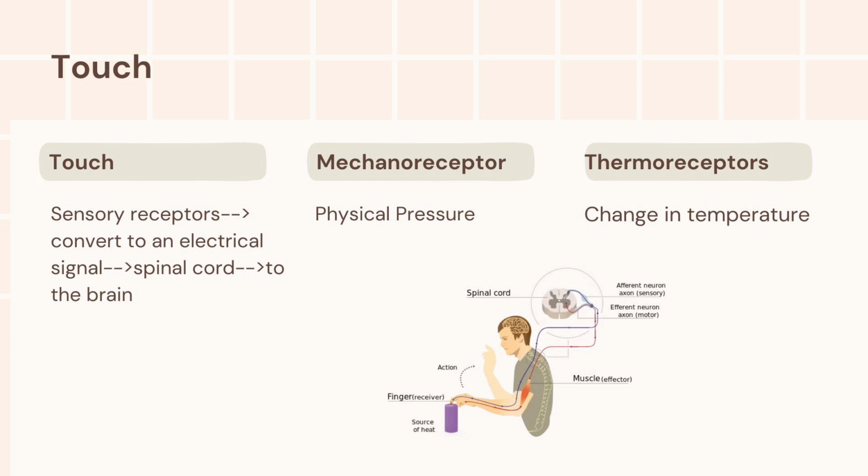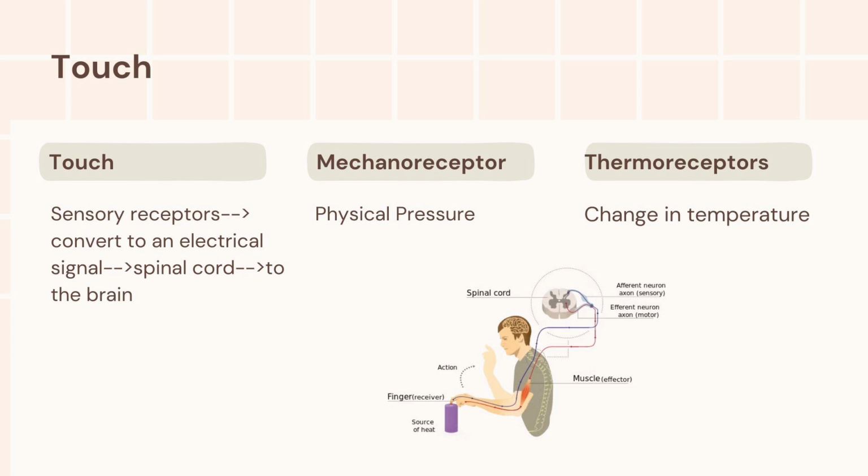The mechanoreceptor is the one for physical pressure. The thermoreceptor detects changes in temperature. There's also another one called the nociceptor, I think. That is for any potential pain or harm coming to the body. They will detect that.